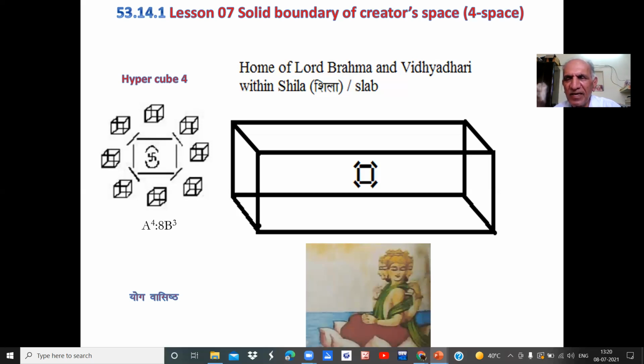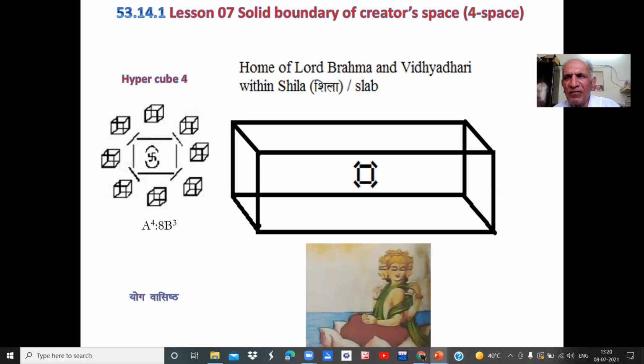Force space content has many roles, and one of the prominent roles of force space content is as origin of 3 space. The origin fold of 3 space is force space content at 0 value state at the seat of center of solids. At the seat of center of a solid, the Shila slab is the seat of force space. This seat is the home of Lord Brahma.